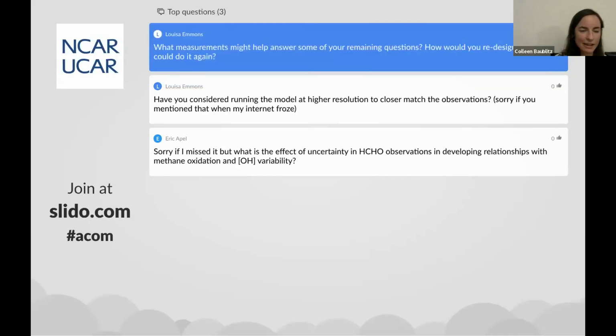Oh, some really nice questions. Okay, great. So Louisa asked, what measurements might help answer some of your remaining questions? How would you redesign ATOM if you could do it again? I think that's a great question. I think having more insight into the oxidative processes in particular is key. Something that has been really difficult is trying to learn more from the OH reactivity aspects of this work.